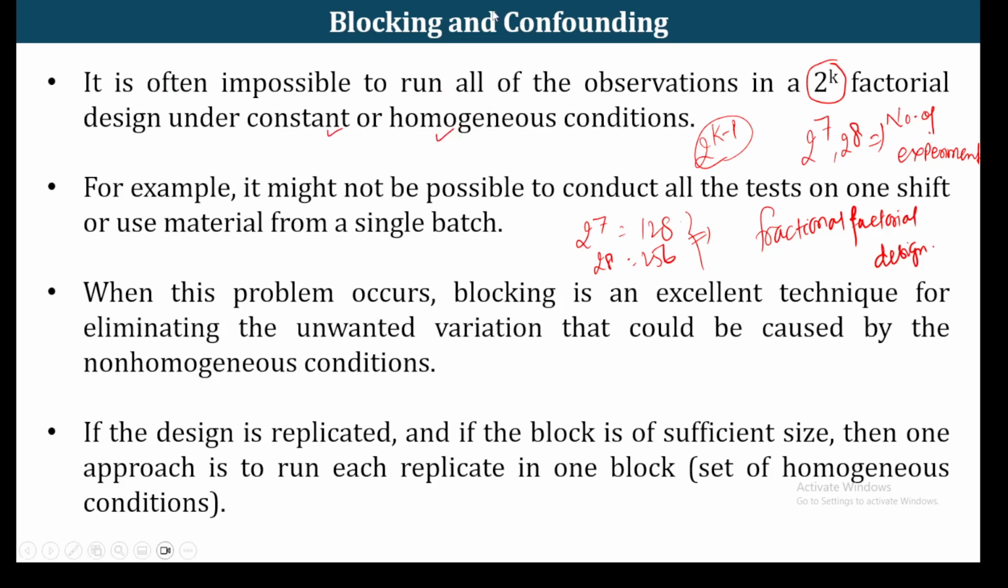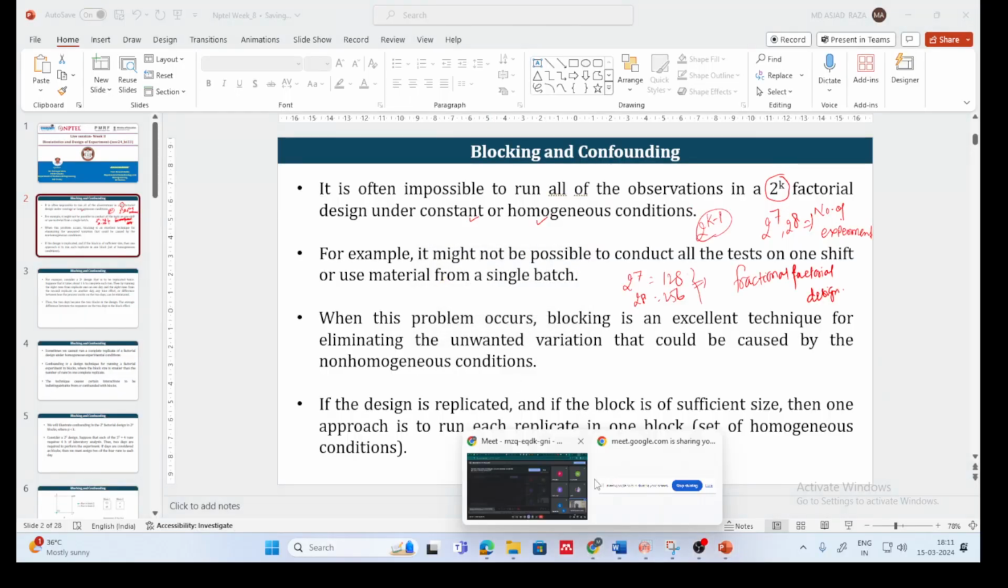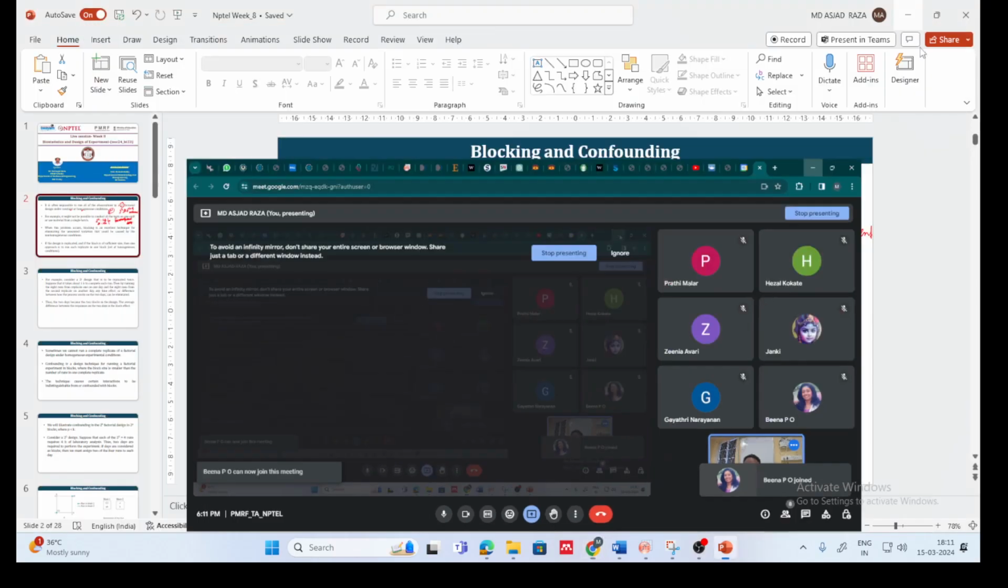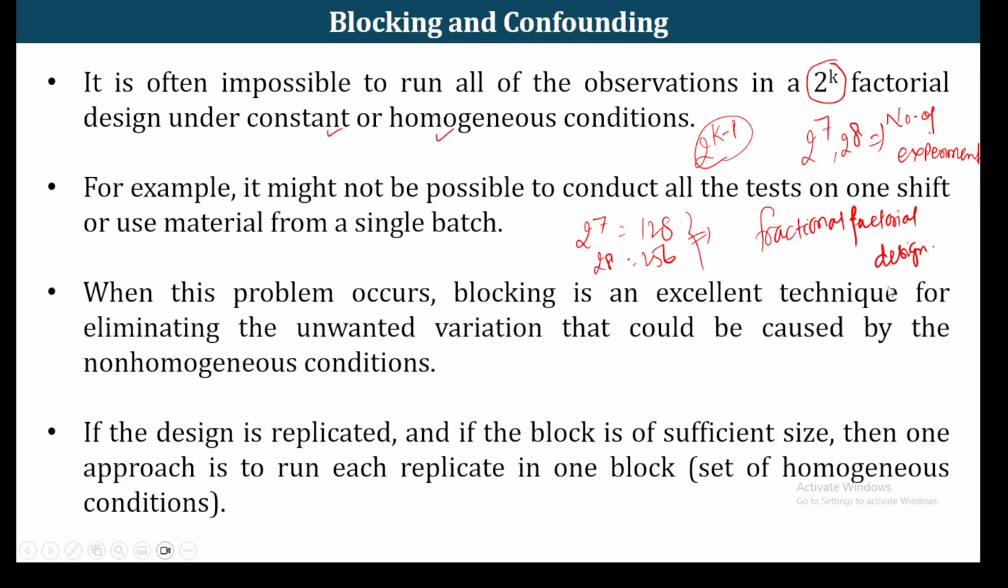Because if the number of factors is continuously increasing, our number of experiments is going to increase. It's because we have the formula 2 to the power k.